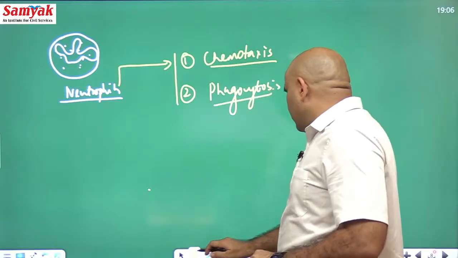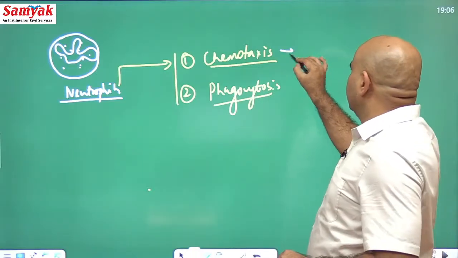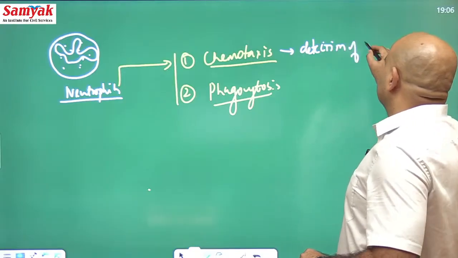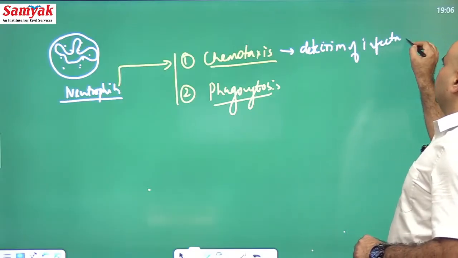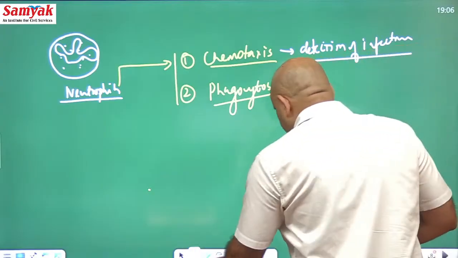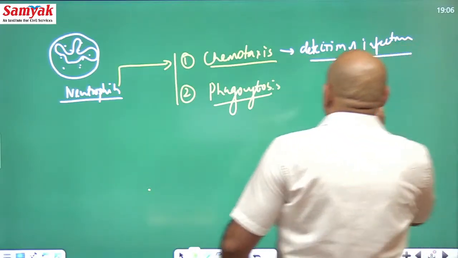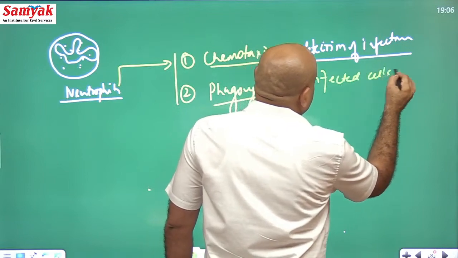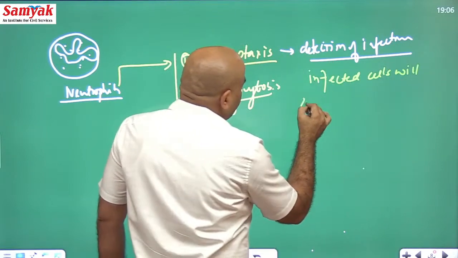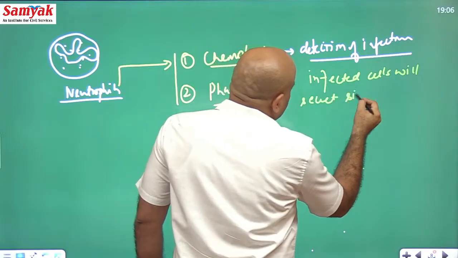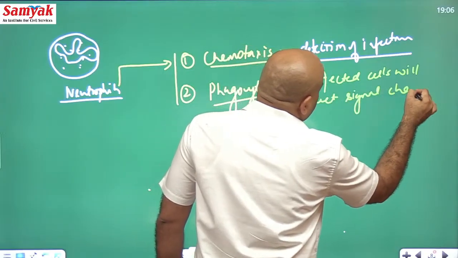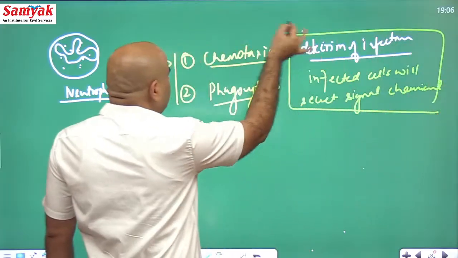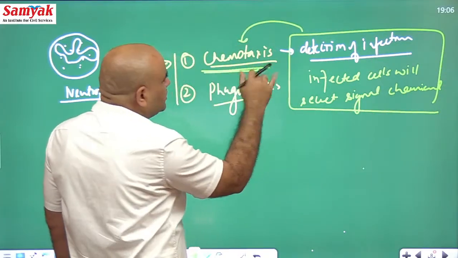Now, what is chemotaxis? Chemotaxis means detection of infections. How will they detect the infections? All the infected cells will secrete signal chemicals, and these signal chemicals are the essential components of chemotaxis.